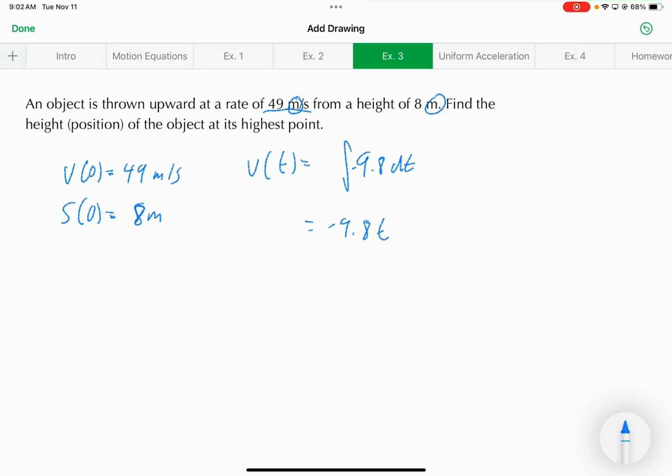So, negative 9.8t plus c. That is our velocity. And then we need to use our initial velocity to actually figure out what our constant of integration is.